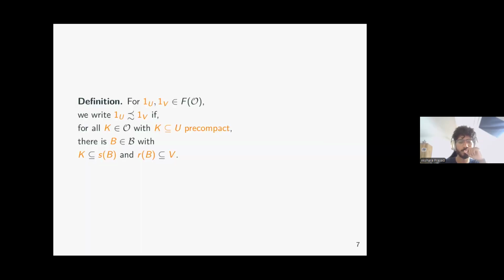Way below functions, and that means a K in O, which is inside U and it's pre-compact. So if you take any such K, then you can get a bisection B whose source contains K and whose range is inside V.